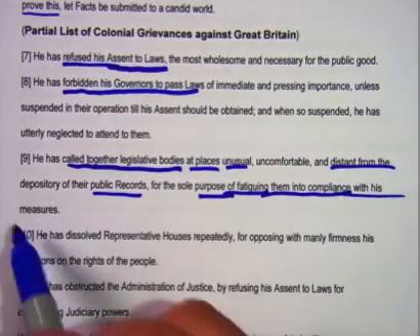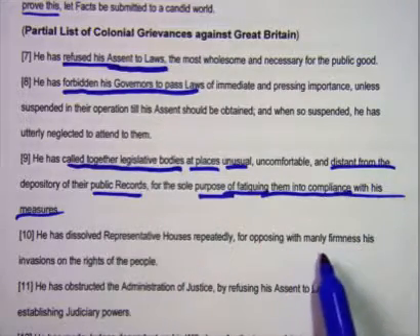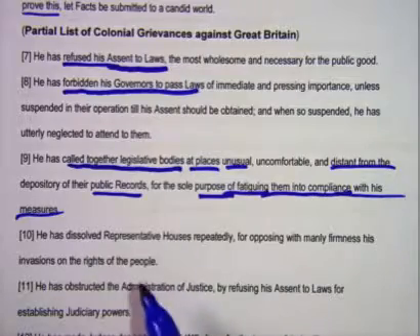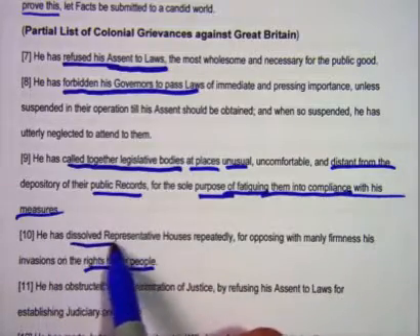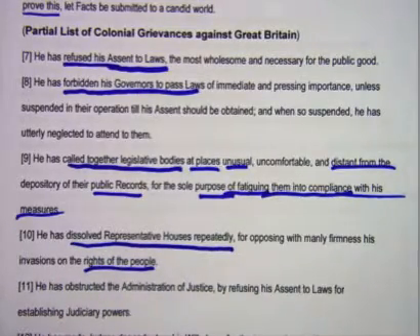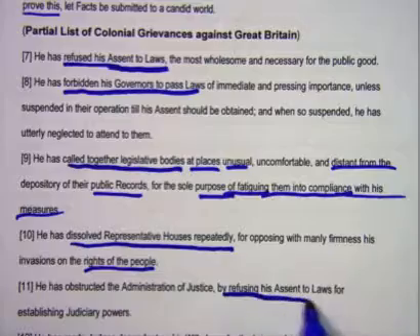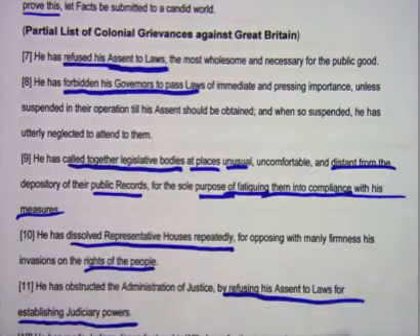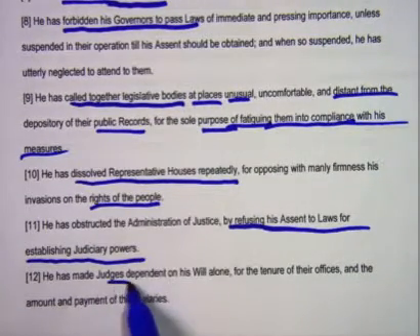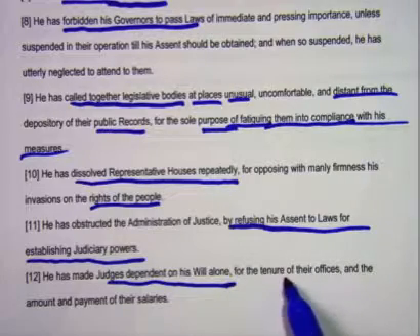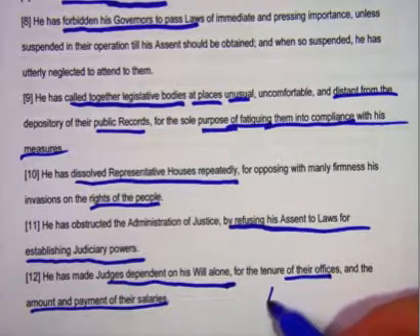Okay, with his measures. He has dissolved the House of Representatives repeatedly for opposing with manly firmness his invasions of the rights of the people. All right, so we got rights of the people, and dissolving the House of Representatives, or representative houses. He has obstructed the administration of justice by refusing his assent to laws for establishing judiciary powers. He has made judges dependent on his will alone for the tenure of their offices. Judges are dependent on his will for their offices and the amount and payment of their salaries, right? So certainly they're going to have a bias there.